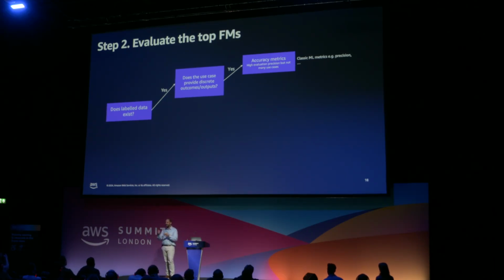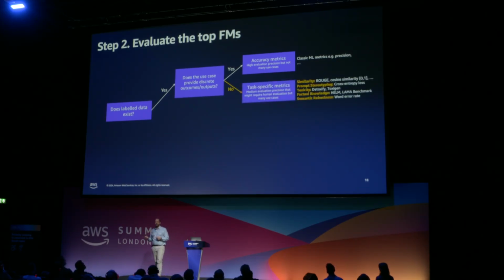If, in the example of summarization, we don't have exactly one answer, we need to use more task-specific metrics, like similarity metrics: ROUGE, BLEU, cosine similarity, etc. And we have other metrics in the market that are very, very important, like toxicity, semantic robustness, factual knowledge, etc.